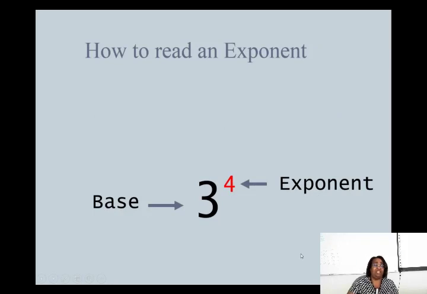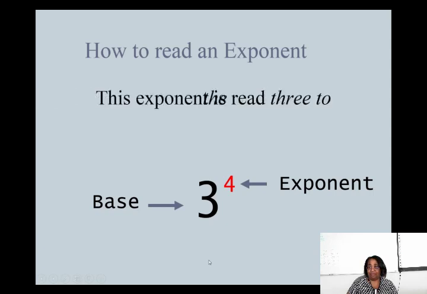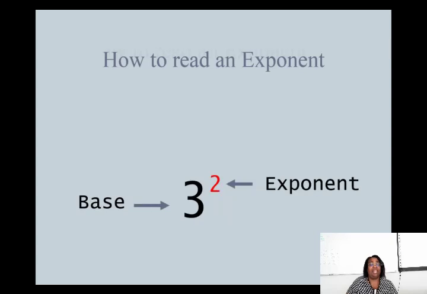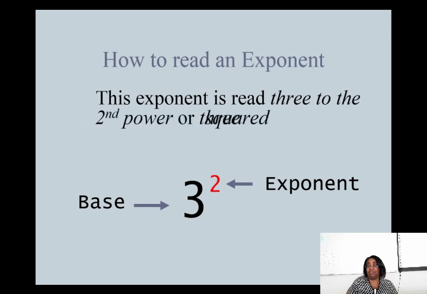Also, when you are reading exponents, there's a particular way to read them. Just like we were talking about how to read numbers, we have to also read our expressions and our terms. So this is read 3 to the 4th power. So everybody say that, 3 to the 4th power. Okay? Now, when I have a 2 for the exponent, I can say it 2 different ways. I can say 3 to the 2nd power, or I can say 3 squared. Either way is okay.